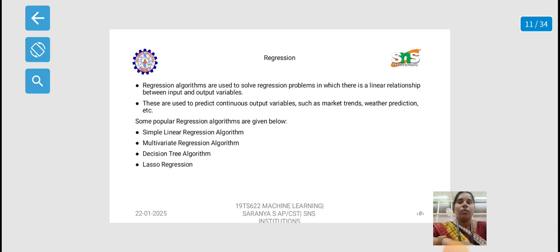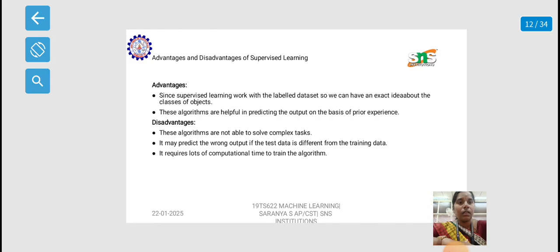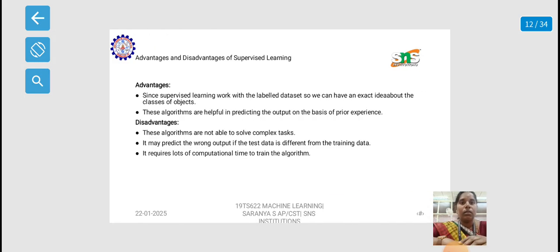The next one is the advantages of supervised learning. Supervised learning allows collecting data and producing data output from previous experience. That helps to optimize the performance criteria with the help of experience. Supervised machine learning helps to solve various types of real world computation problems.